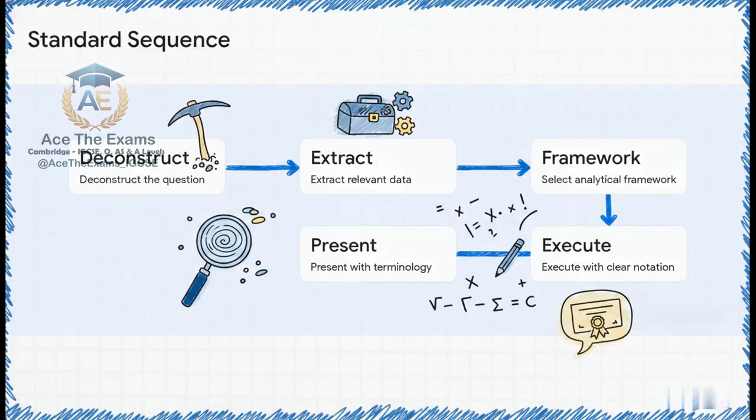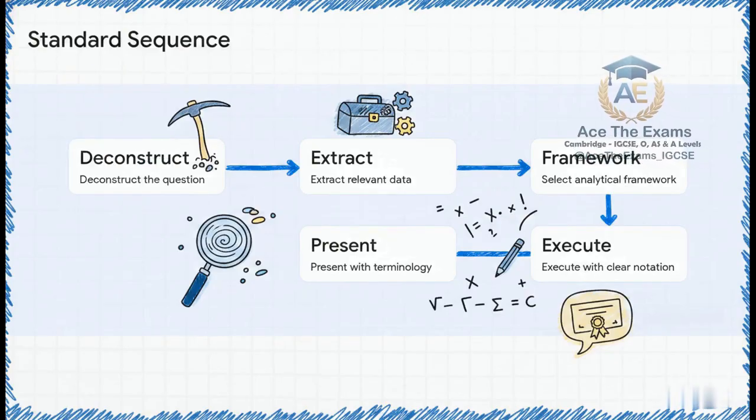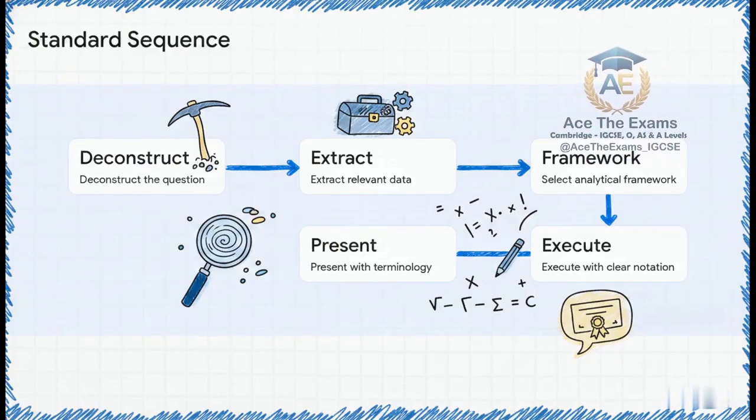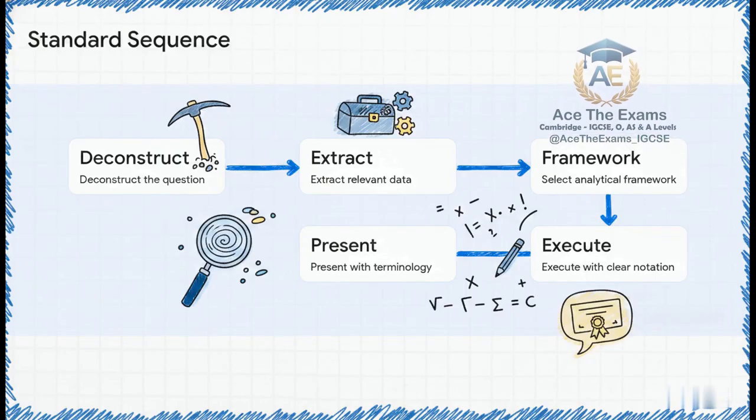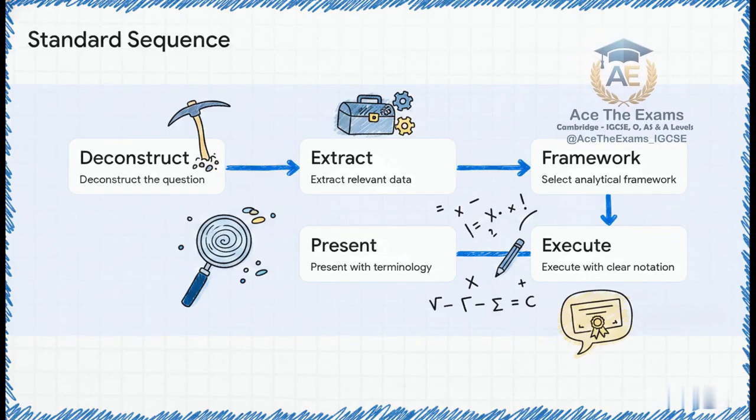All right, let's break down the strategy. The systematic processing within quadratics and completing the square follows this exact standardized sequence. This is your step-by-step blueprint for success. I want you to treat the math problem as a manageable sequence rather than a sheer cliff face. Step 1 is to deconstruct the question.